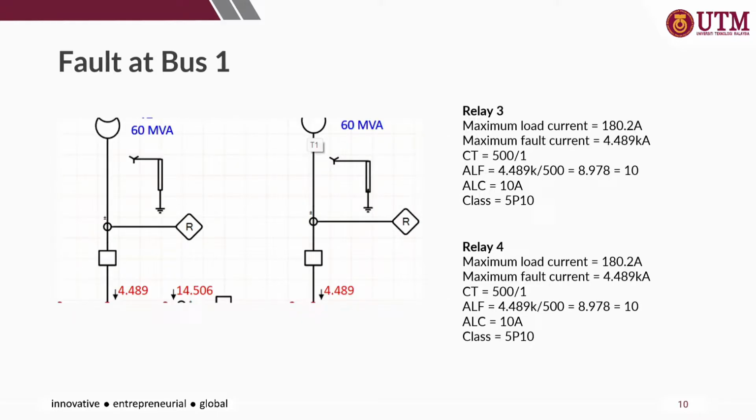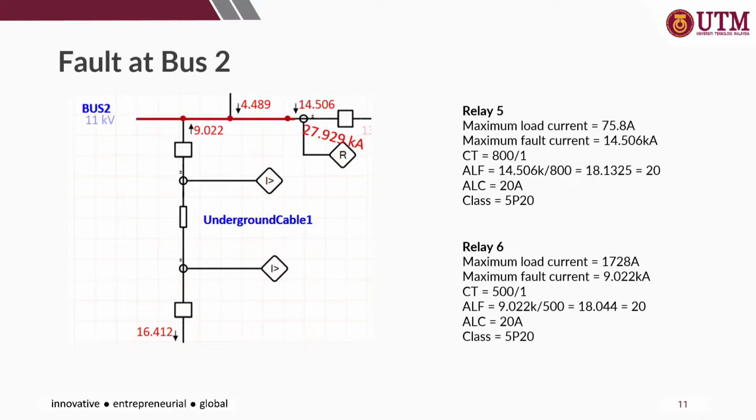At relay 3, the CT is 500/1, the ALC is 10A, and the class is 5P10. At relay 4, the CT is 500/1, ALC is 10A, and the class is 5P10. For bus 2, we have relay 5 and relay 6. For relay 5, the CT is 800/1, ALC is 20A, and the class is 5P20. At relay 6, the CT is 500/1, ALC 20A, and the class is 5P20.